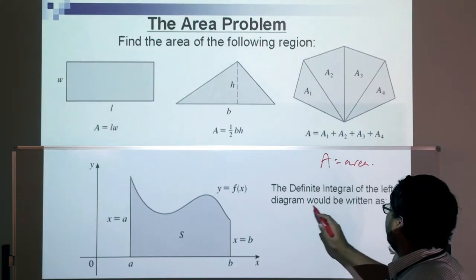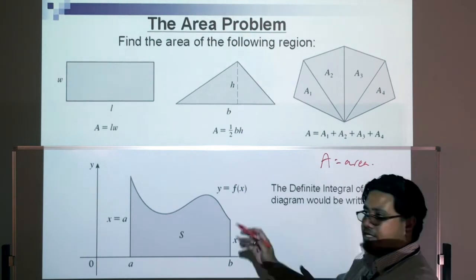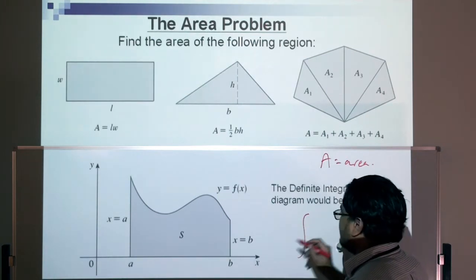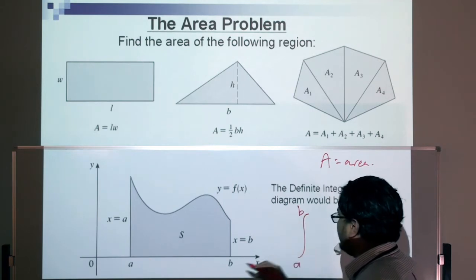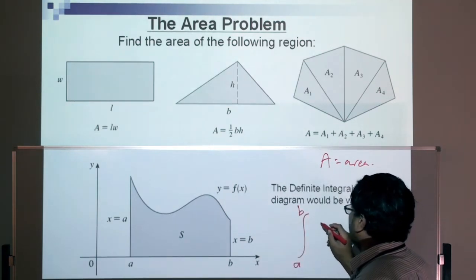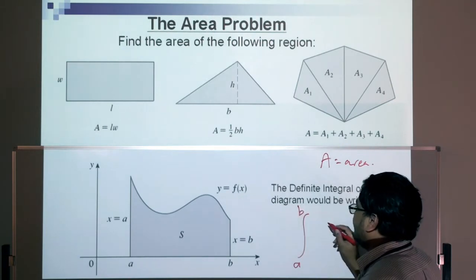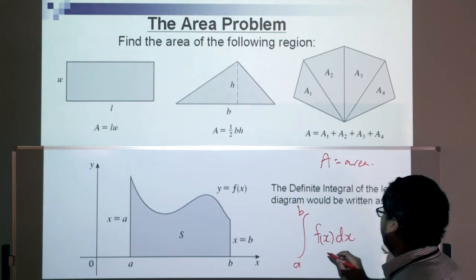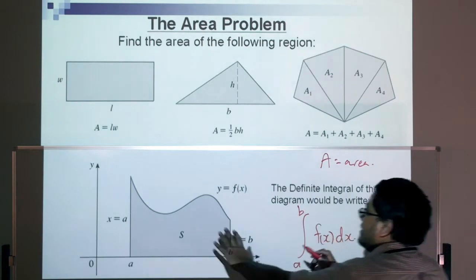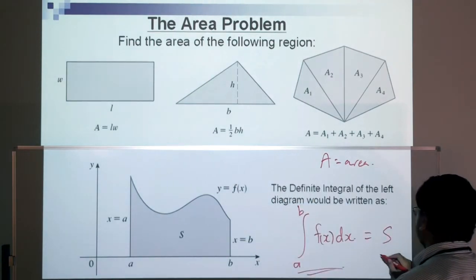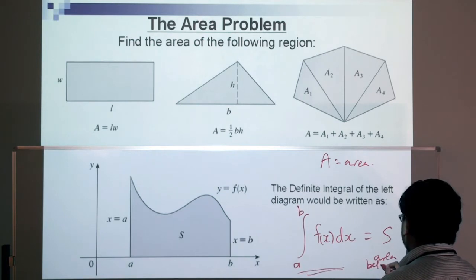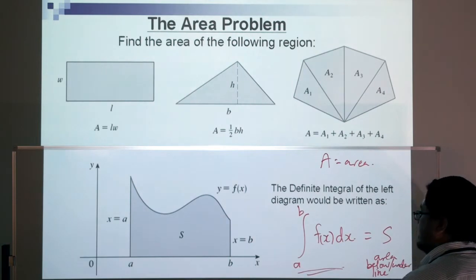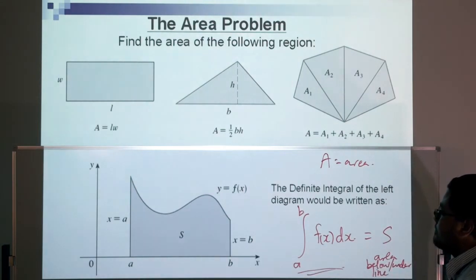Now, the definite integral of the left diagram would be written as, this is similar to what we just did in the slide before, we'll write the integral from a to b of the function y equals f(x) with respect to x. It'll be written like that. And the answer to this will be this area. You'll get S, which is an area, the area below the line, or under the graph.